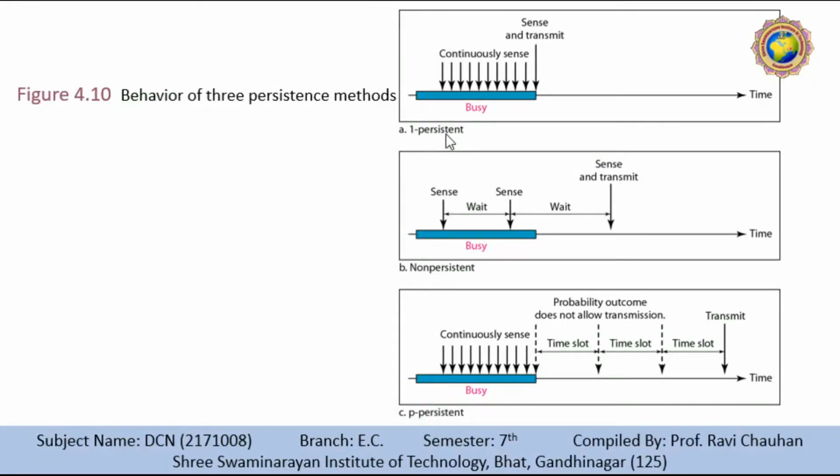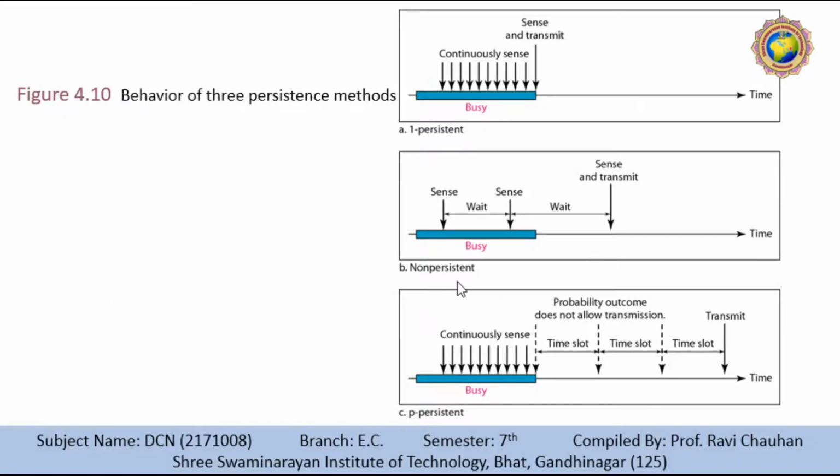The first, the 1-persistent method, is simple and straightforward. In this method, after the station finds the line idle, it sends the frame immediately with a probability of 1. This method has the highest chance of collision, because two or more stations may find the line idle and send their frames immediately.